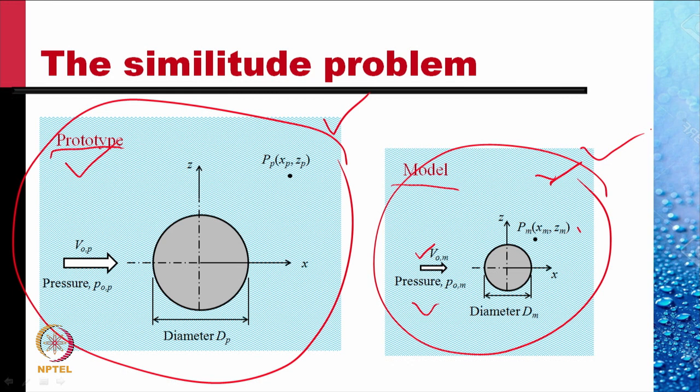This, in brief, is the basic problem that we will deal with, the core problem in this course: to find the modeling rules and to find the prediction rules. Modeling rules so that the two problems are similar, and the prediction rule so that we can make the required prediction.